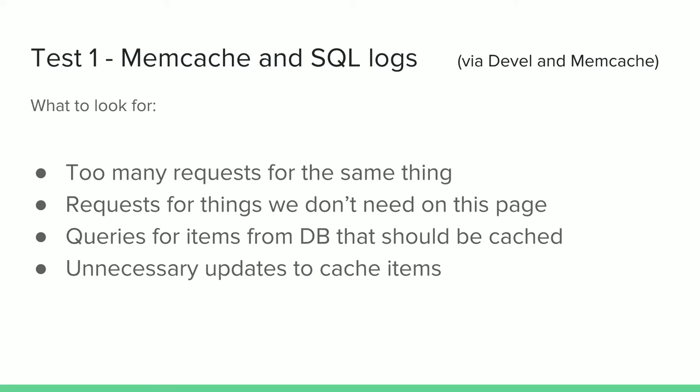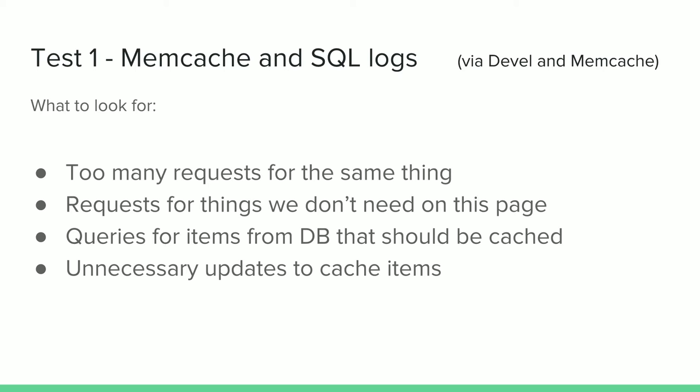So test one is an easy test to run. You've probably done it before. You can use the Devel module and the Memcache module and just turn on your logs. So turn on SQL log and query log and the Memcache log, and all that will do is spit out tons of SQL queries and Memcache requests on the bottom of every page. And so you can see for a particular page, every single query that goes to the database and every single request that goes to Memcache.